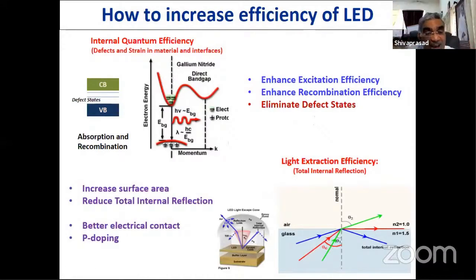First, light should be created and then it should easily come out. If we make these two things, this is called the light extraction efficiency. So we have two efficiencies for an LED. One is the internal quantum efficiency and the other is the light extraction efficiency. The internal quantum efficiency depends on the defects and strain in the material and the interfaces. And the light extraction efficiency depends on the refractive index of the material, which determines the total internal reflection.